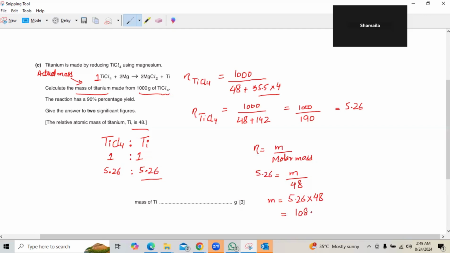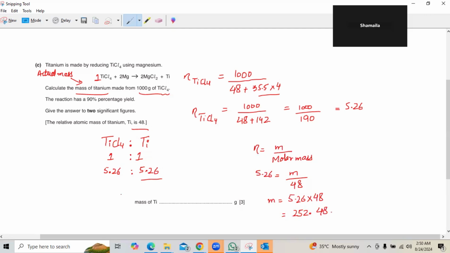108 point 48. Are you sure this is what is coming? You multiplied 48 by 5.26? I don't think so. Since I think there is a miscalculation mistake, let me recheck. Okay, so the answer was 252.48.